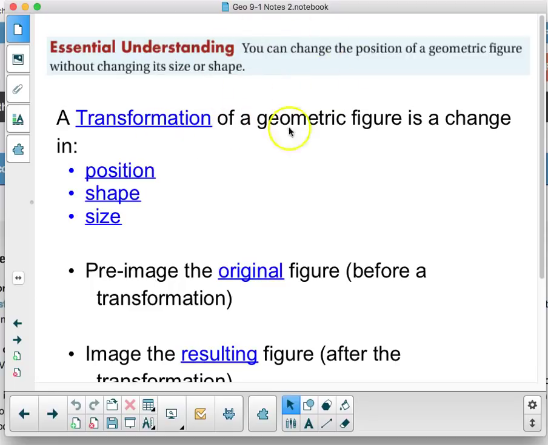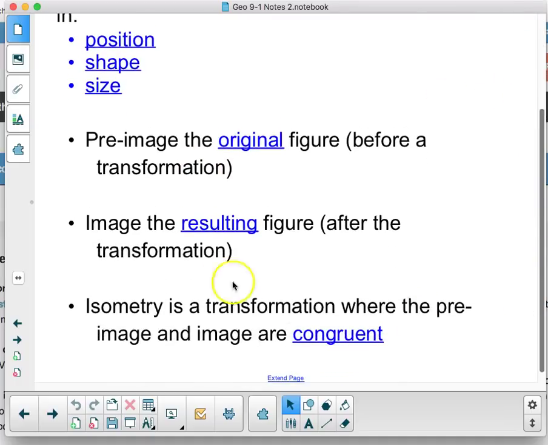A transformation of a geometric shape is a change in position, shape, or size. The pre-image is the original figure before a transformation. The image is the resulting figure after the transformation. An isometry is a transformation where the pre-image and image are congruent. So an isometric transformation is a rigid transformation.